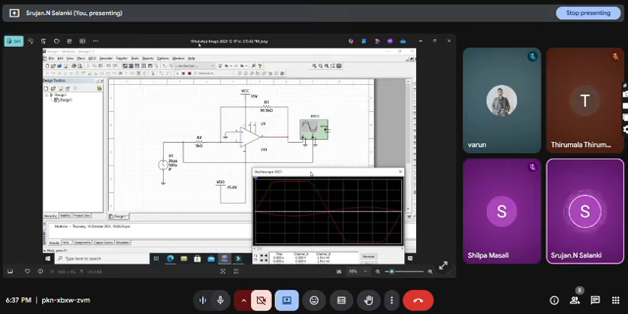The voltage gain depends on resistor values. Gain is independent of op-amp internal gain. Voltage gain is given by AV equals minus R1 by R2. The negative sign indicates phase inversion.